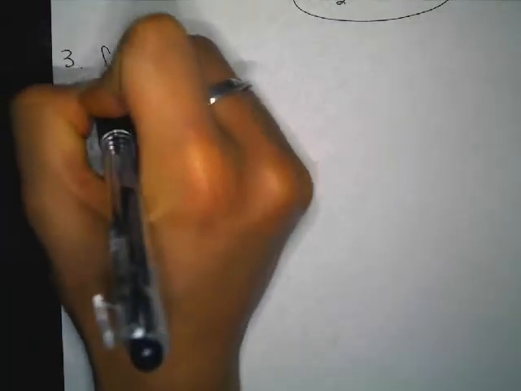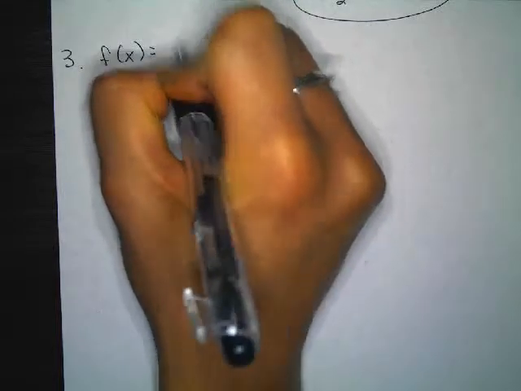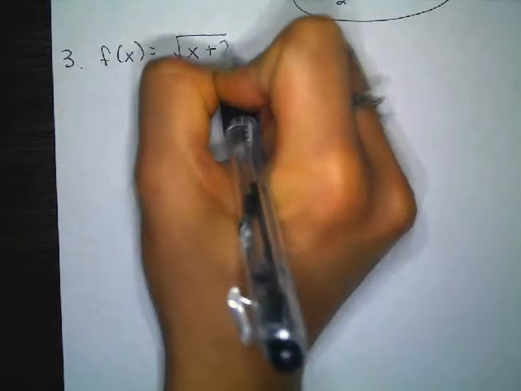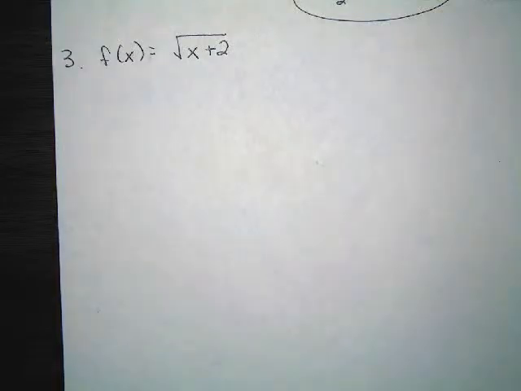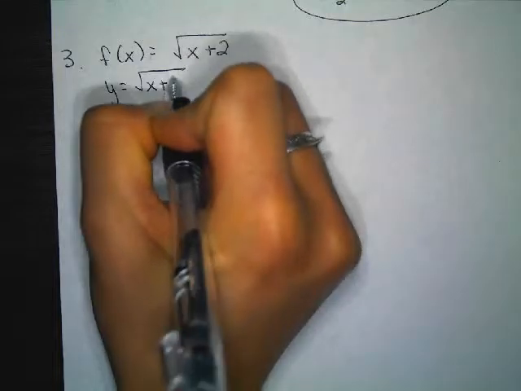We'll practice some more here. Let's say we have one that's squared. So let's say we have f of x equals, actually let's do the square root of x plus 2. Again, we're going to change this to y. So y equals the square root of x plus 2.